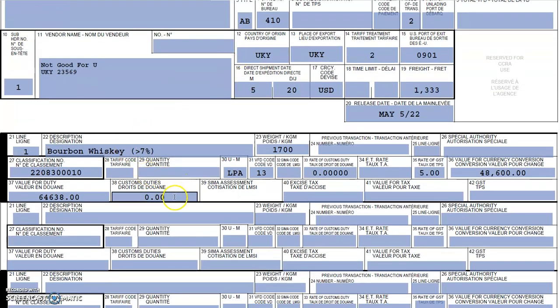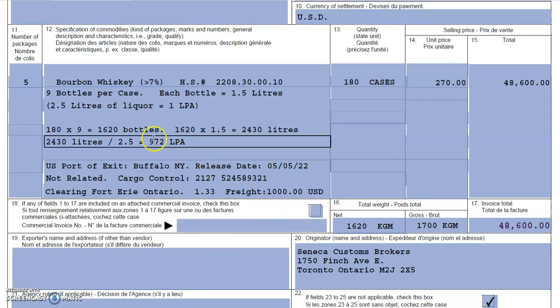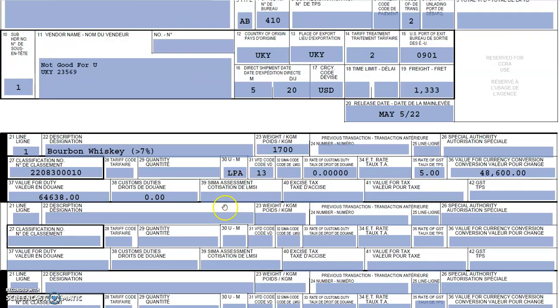We've already figured out the customs duties. Now we need to figure out the excise duties. Not excise tax. Excise duty. There's no field for excise duty, so we need to use the next customs duties field. Okay? Oh, by the way, we forgot the quantity. The quantity is 972 LPA. So let's make sure we put that in there.